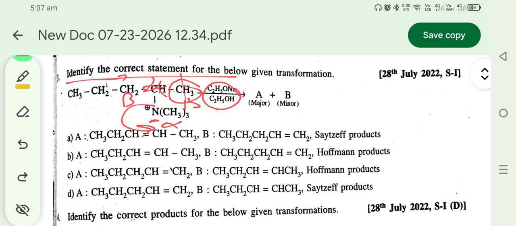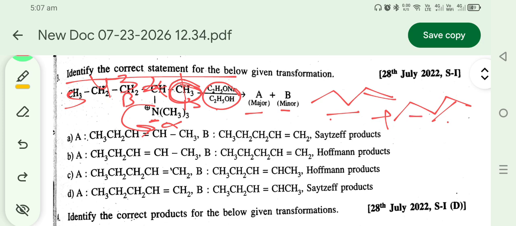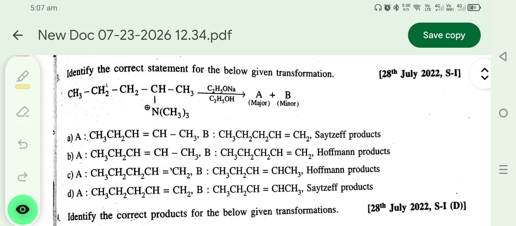1, 2, 3, 4, 5. For pentane, pent-1-ene has more beta hydrogens and is the major product, and pent-2-ene is the minor product. So the major is pent-1-ene, the minor is pent-2-ene.